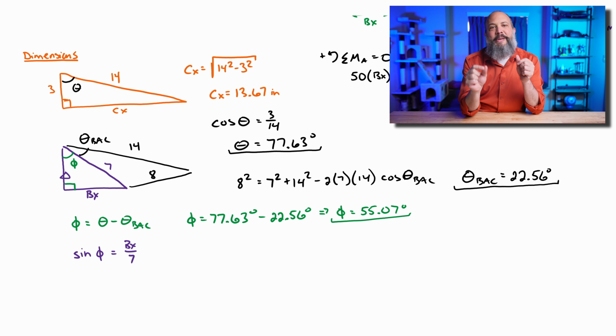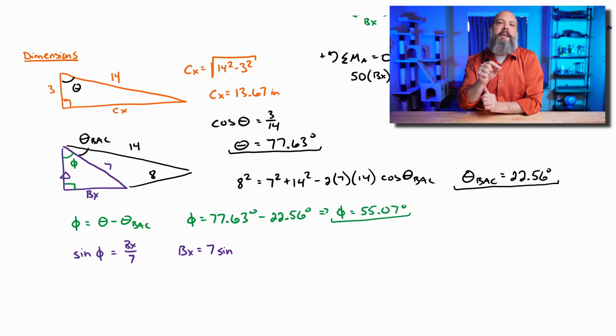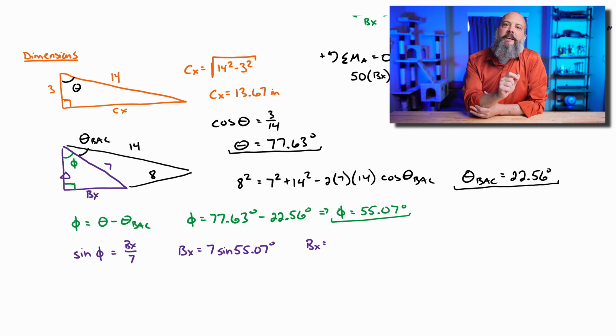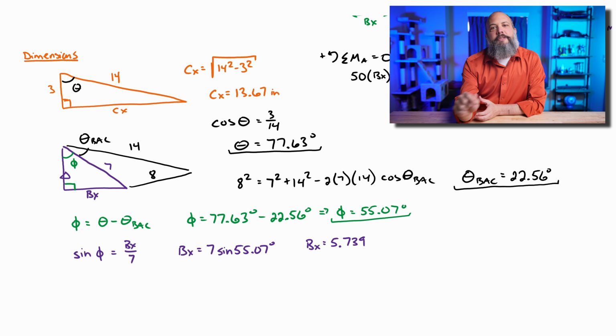So I can find BX now just using sine, right? It's opposite of angle phi, so sine of phi is BX over 7. Rearrange, and BX is 5.739 inches.